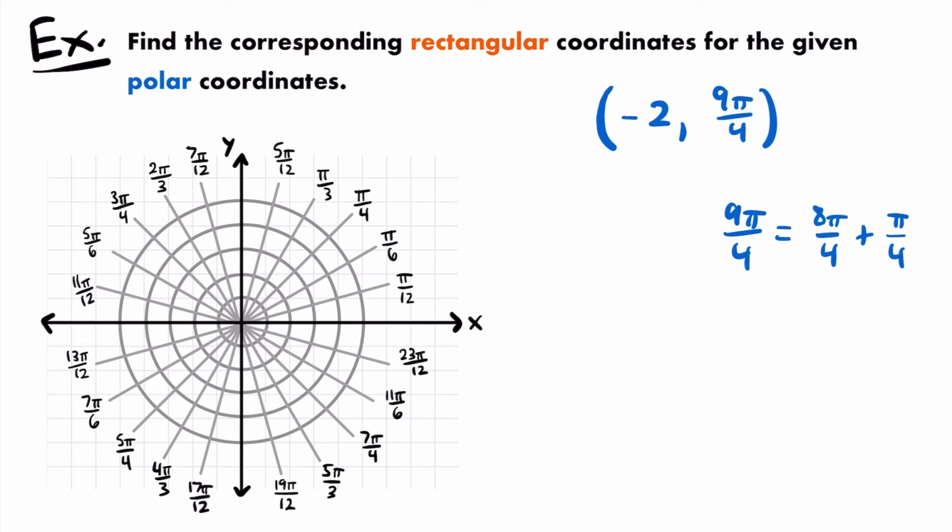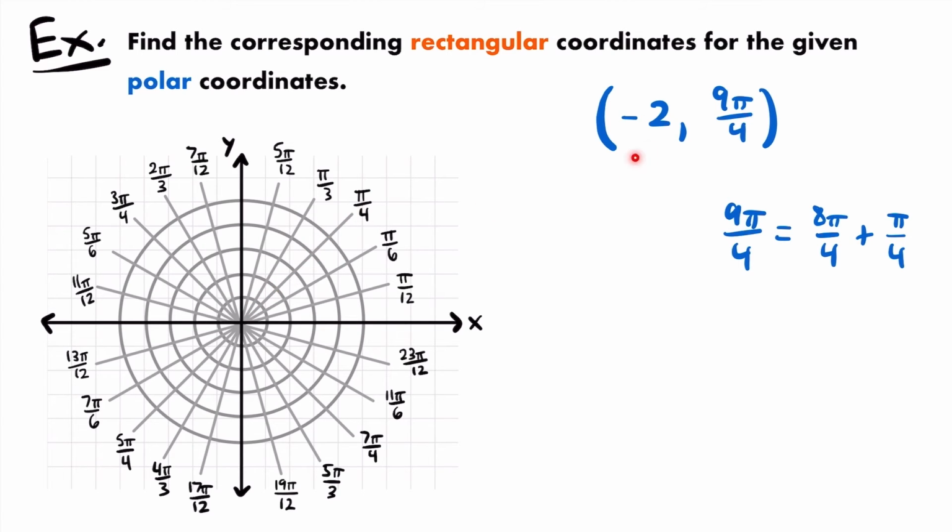All right, so what we can do to measure this angle, since it's positive, is start at the polar axis and measure it in the counterclockwise direction for the angle of 2 pi and then an extra pi divided by 4. Now 2 pi is going to be a full circle, and then this extra pi divided by 4 will take us to this angle right here. So 9 pi divided by 4 is this full angle where we make a whole circle and then an extra pi divided by 4.